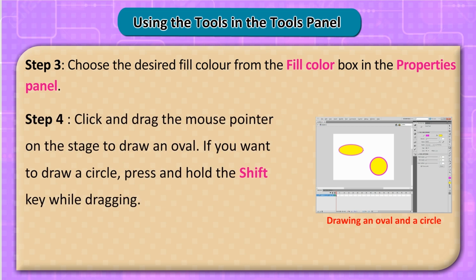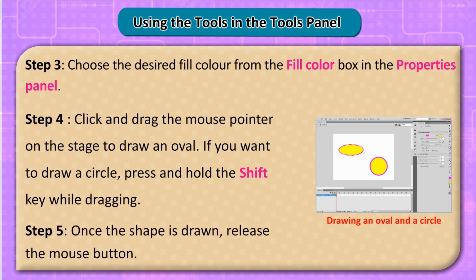Step 4. Click and drag the mouse pointer on the stage to draw an oval. If you want to draw a circle, press and hold the Shift key while dragging. Step 5. Once the shape is drawn, release the mouse button.